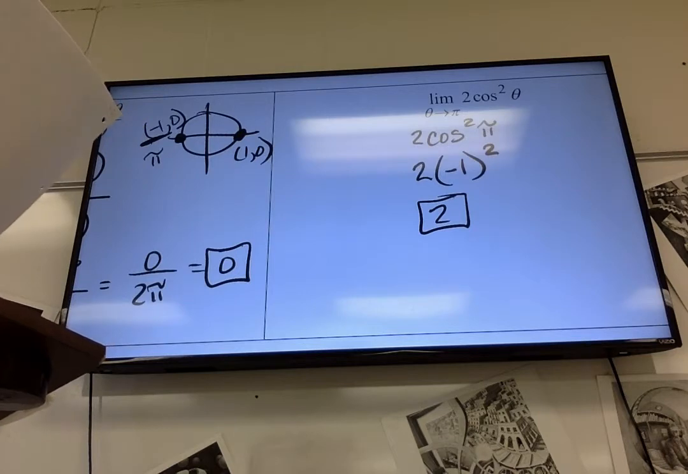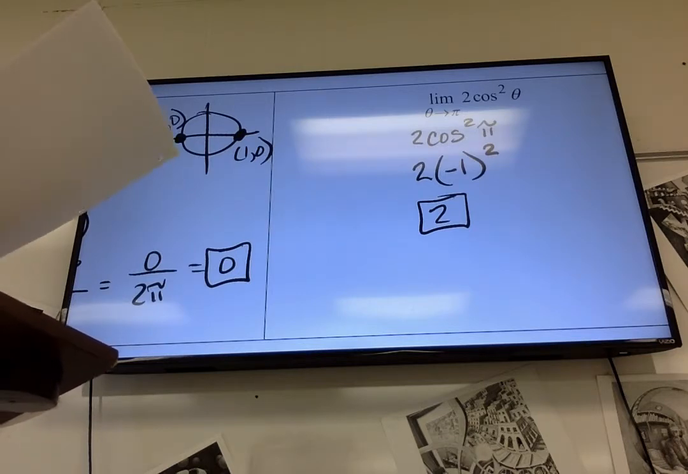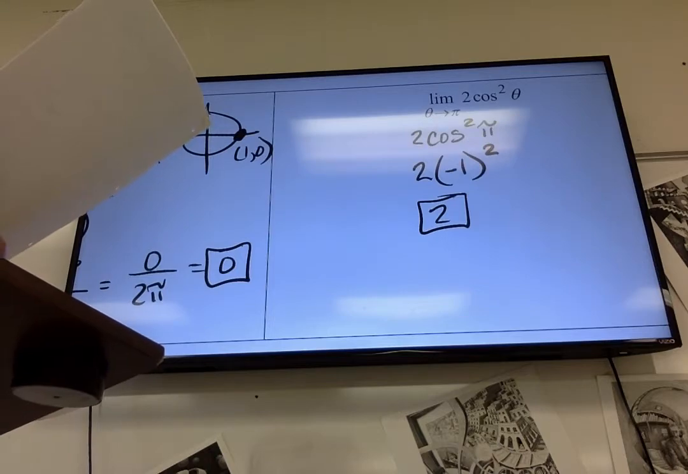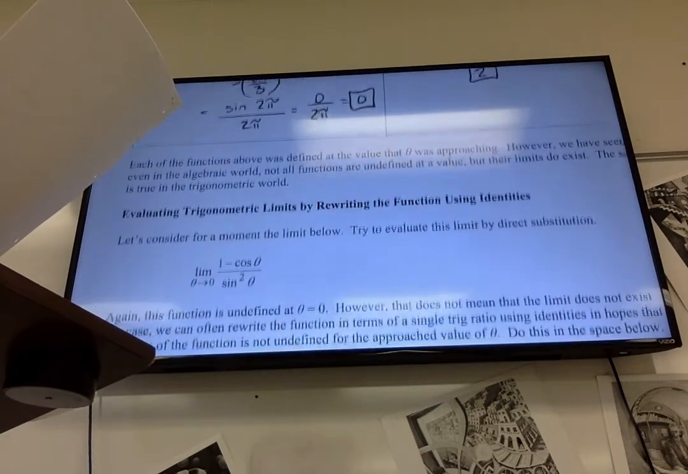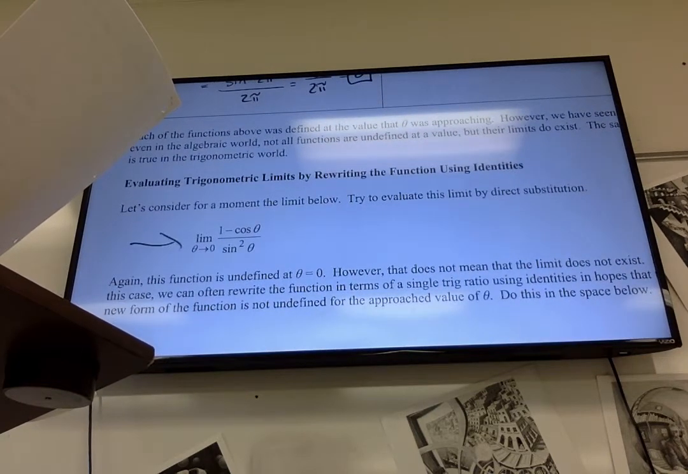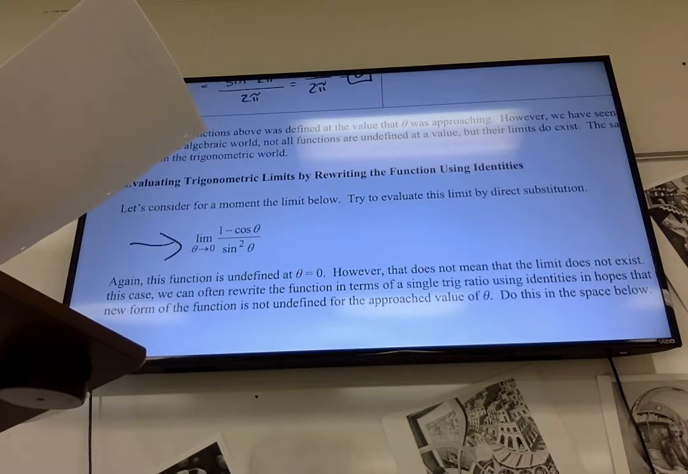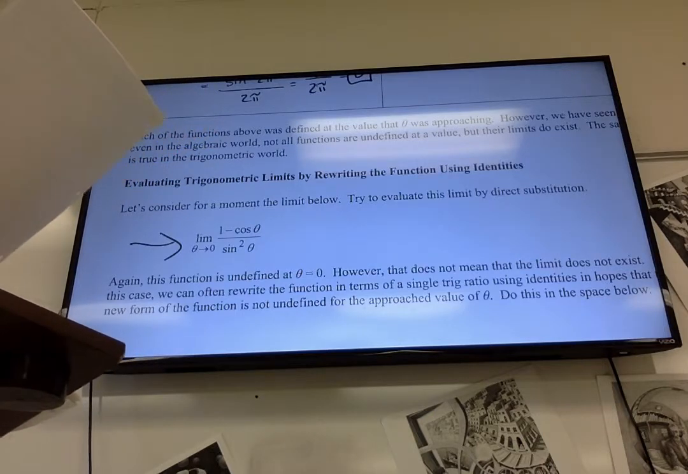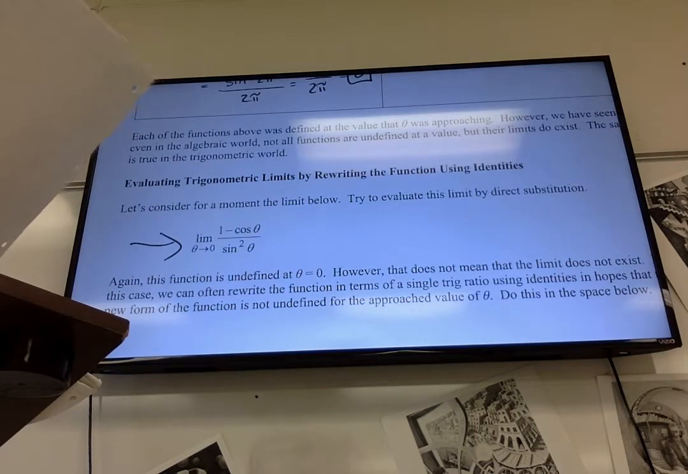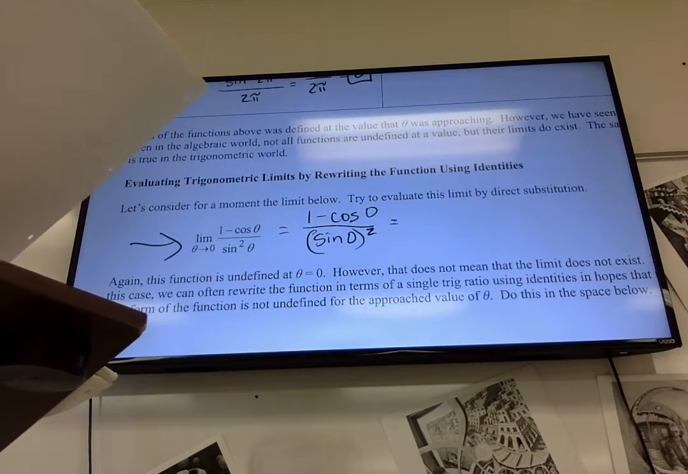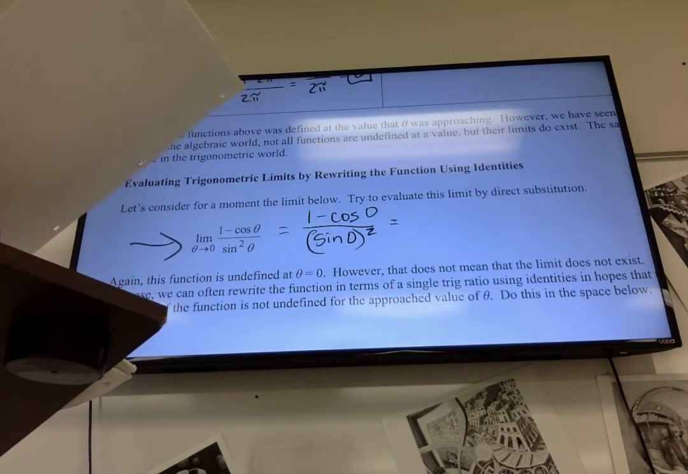Okay, so now we're going to talk about what if it doesn't come out nice and neat like this. We know a lot of things do not come out nice and neat. So we're going to look at this expression, and we're going to plug in 0. And we can use that unit circle that we drew above. 0 is the same as 2 pi.